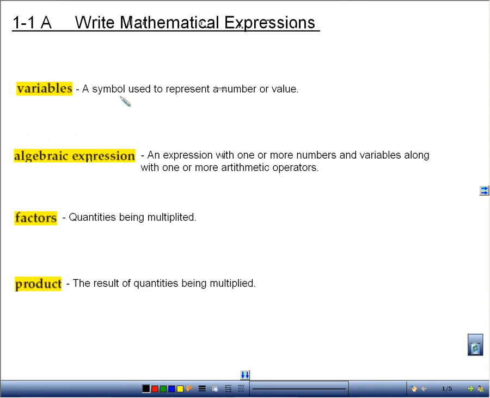Section 11A is about writing mathematical expressions. We're going to start by doing some definitions. The first definition is a variable. A variable is a symbol used to represent a number or a value.